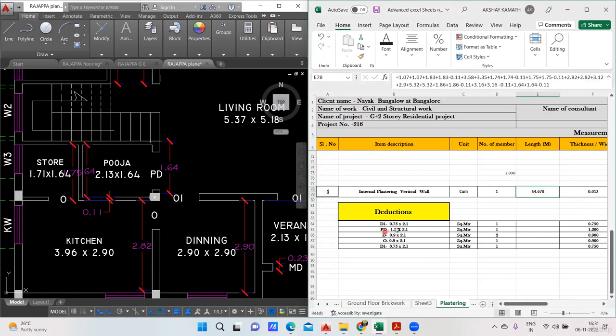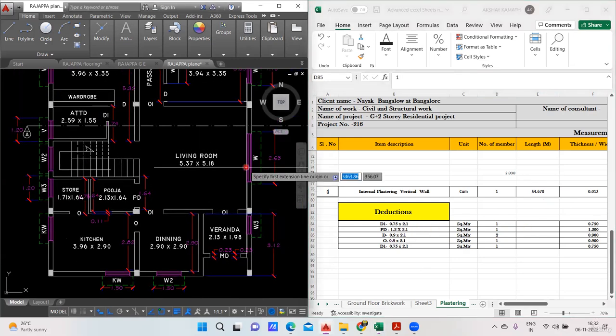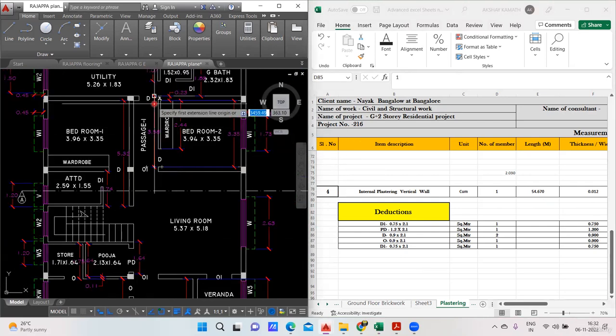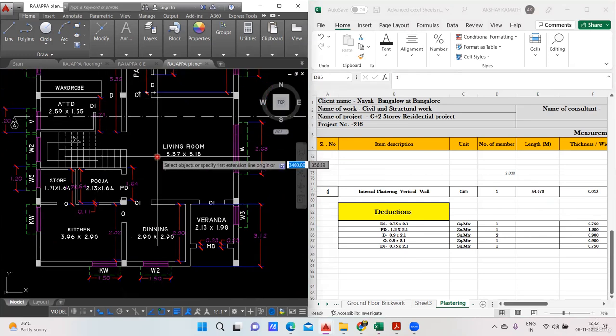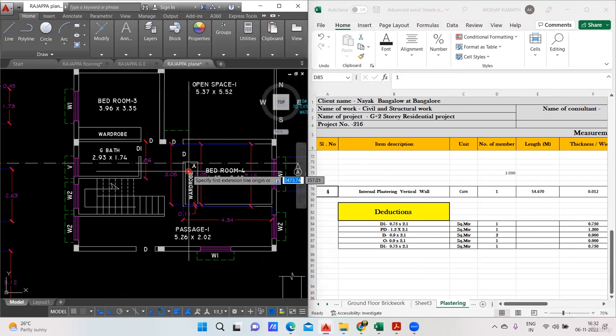Now I have written puja door. Your puja door is 1.2 meter length and height is 2.1 meter. Only one is there, so even that deduction I'm taking care of. Okay, fine. Next is door. After that, I have written door. Two doors are there. Where are the two doors? One door is here, and another door is in the first floor. Okay, two are done, so I have written two doors here.